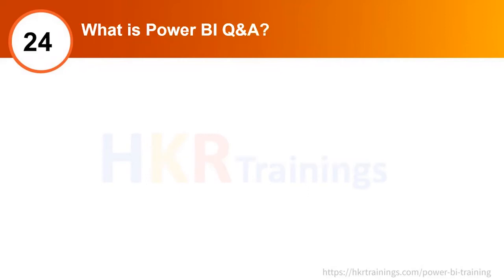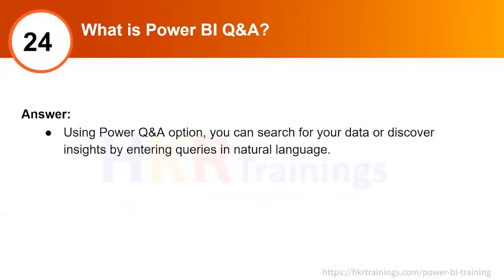And the next question is, what is Power BI Q&A? Q and A means questions and answers. Within the Power BI tool, we can ask natural language questions like on Google. In Google, we can type whatever we want and Google will give us the answers. In the same way, in Power BI, we can ask questions about our data and the tool itself will analyze the data and provide you the results. To do that, we need a proper data model and proper transformations. That is Power BI Q&A.